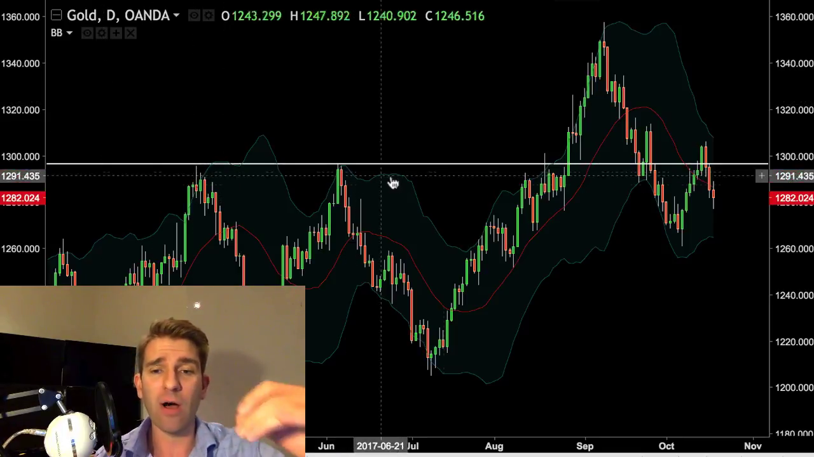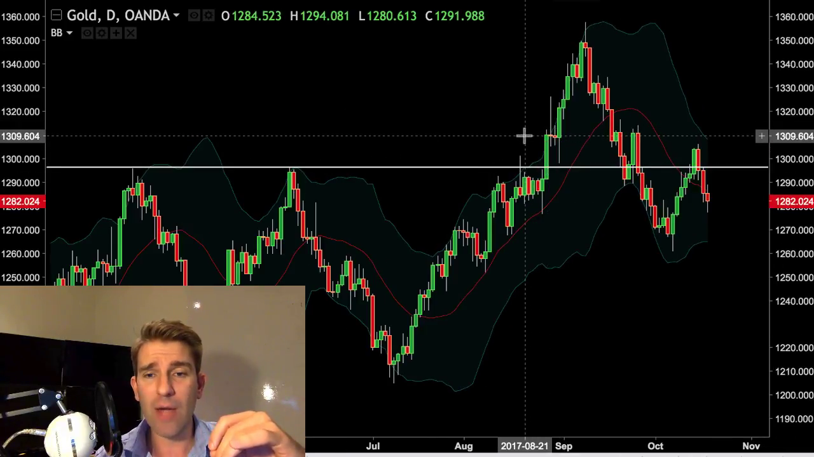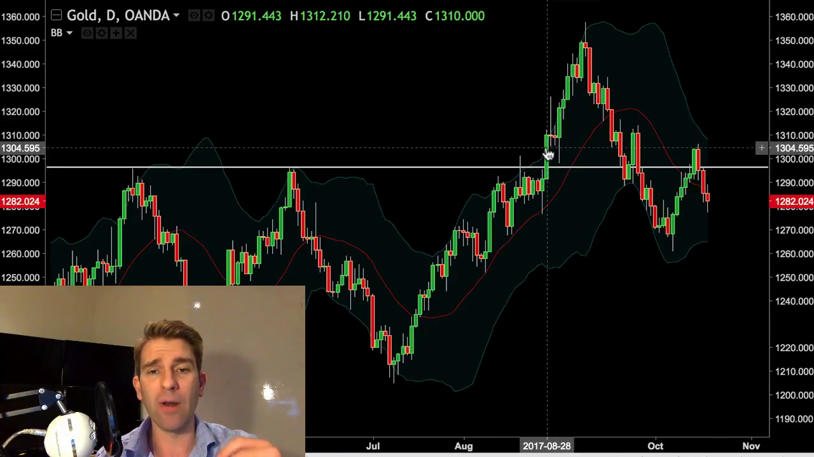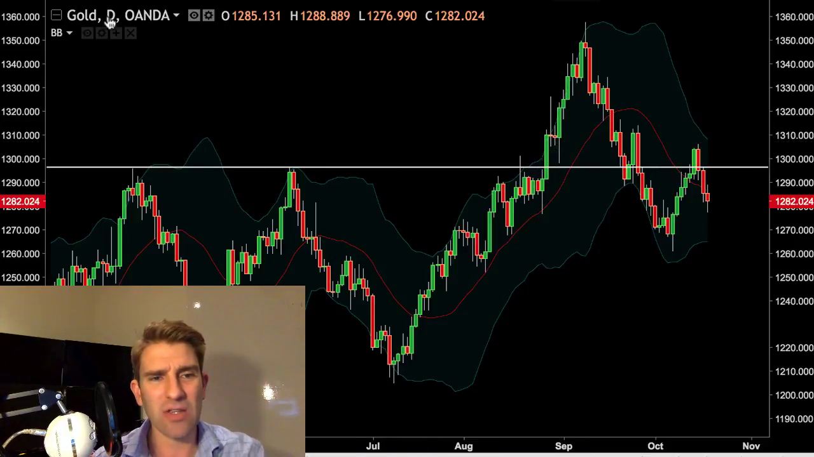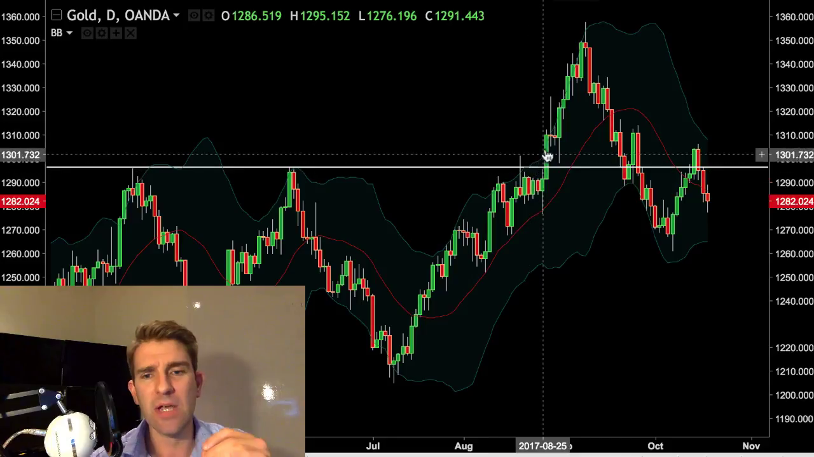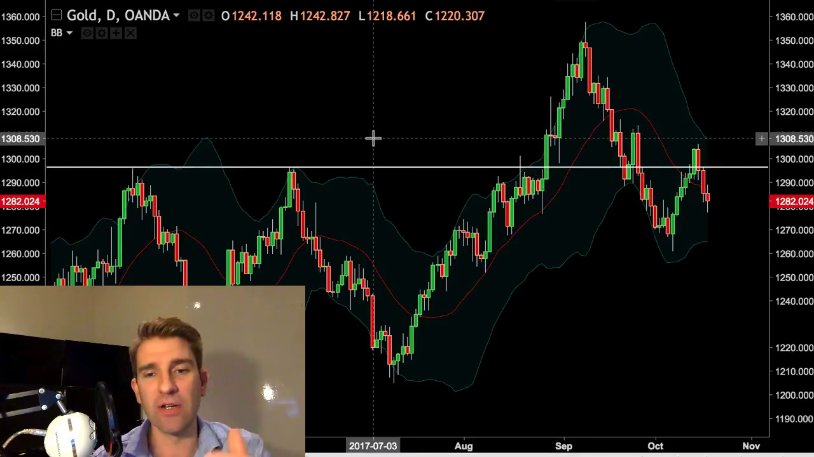We've got a high here, a high here, a high here. Eventually we break through on this candle here. Through we go, and we close above the upper Bollinger Band. We're closing at 1310. I haven't got the upper Bollinger tagged on here because of space, but it's definitely closed above it. So it doesn't matter what the price is, the fact is it's triggered.